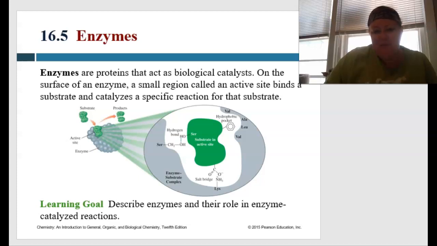So let's talk about a functional protein, in enzymes. Enzymes are proteins that act as biological catalysts. On the surface of the enzyme, a small region that's called the active site binds to a substrate and it catalyzes a specific reaction for that substrate. So what does that mean?